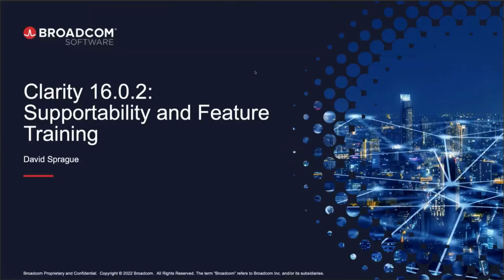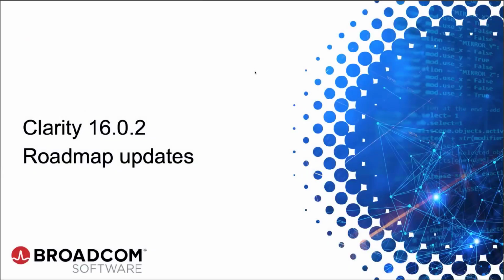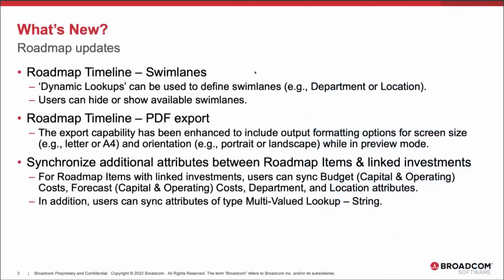My name is Dave Sprague, and in this session, we are going to cover several enhancements that have been made to the road mapping area of Clarity. So, what's new? I'm going to cover off on the three things today. One is related to the roadmap timeline and specifically swim lanes. The new update is the ability to use lookups or dynamic lookups to define swim lanes. So roadmap items can be associated with a department or a location, for example, and that represents a swim lane.